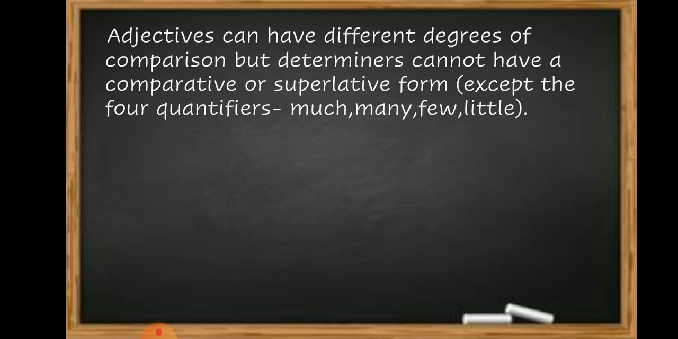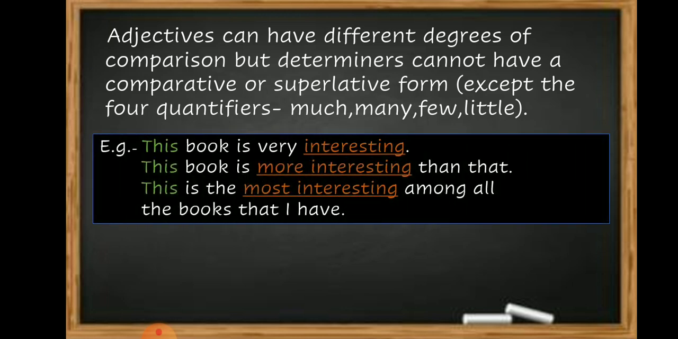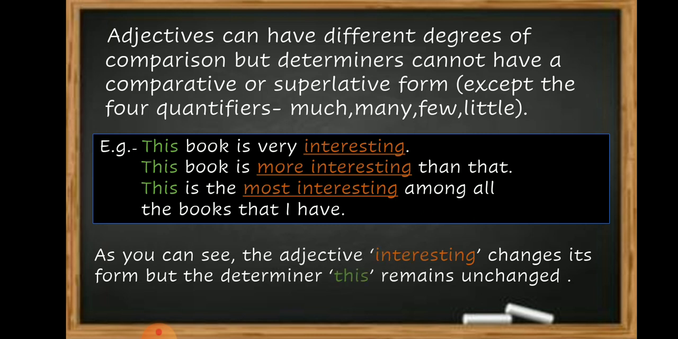Now let's see the example. This book is very interesting. This book is more interesting than that. This is the most interesting among all the books that I have. As you can see, the adjective interesting changes its form, but the determiner this remains unchanged in all the three sentences.